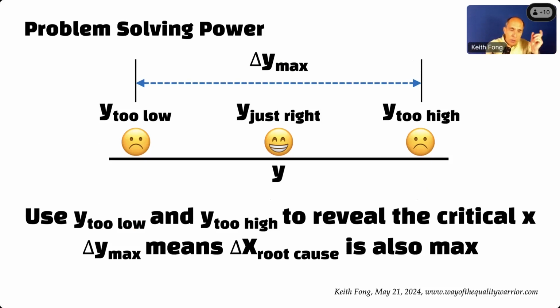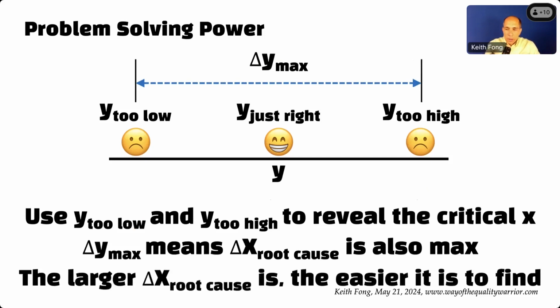So again, using the delta Y max means our delta X, root cause, in this case our X6, is also as large as it's going to be. So this is really powerful for us. And if we leverage this, we can accelerate our problem solving process. So again, I'm just repeating that: the larger the delta X is, the easier it is to find.